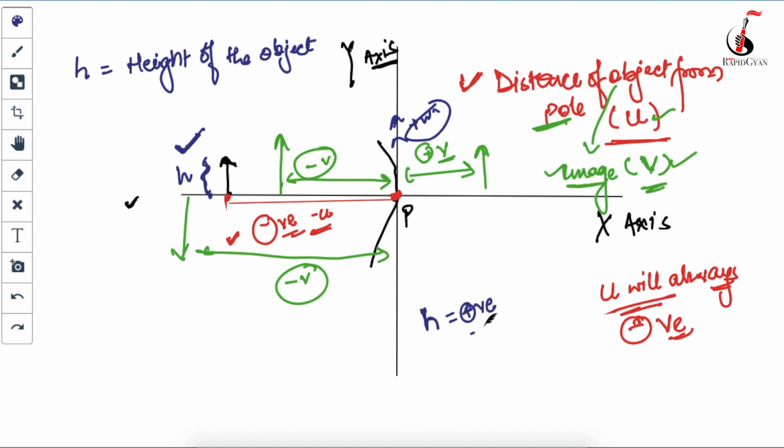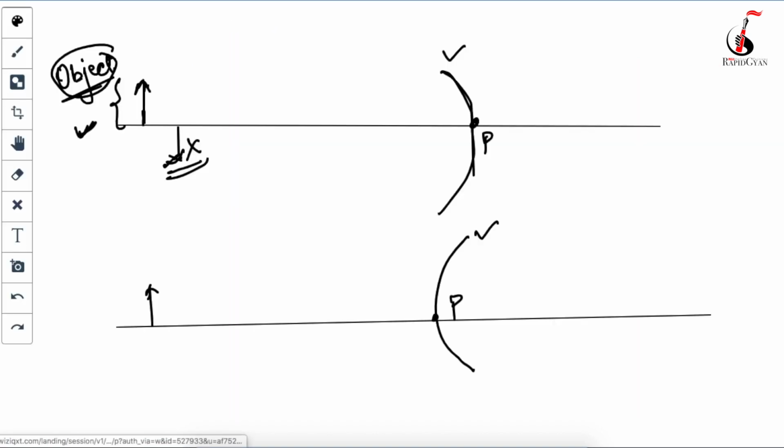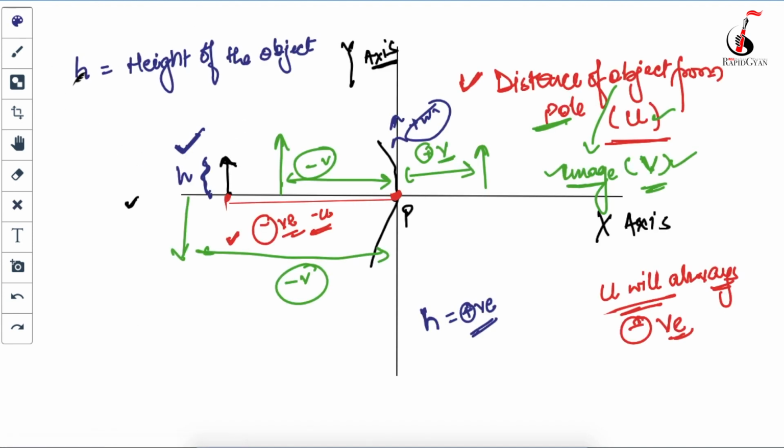So I have told you two things to follow. One, keep your object always on the left hand side, and the object should always be in the erect position. If the object is always in the erect position, it means h will always be positive. Simple thing. h will always be positive. Now, the image distance, the height of the image.